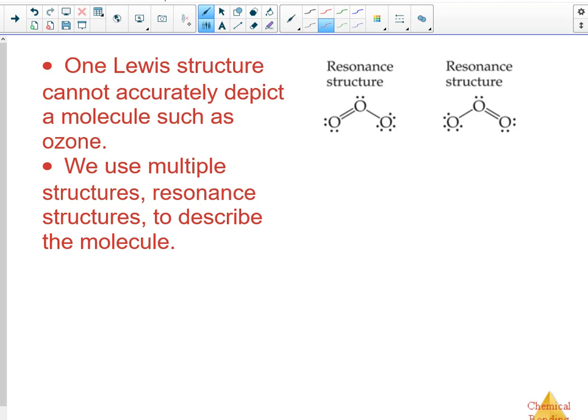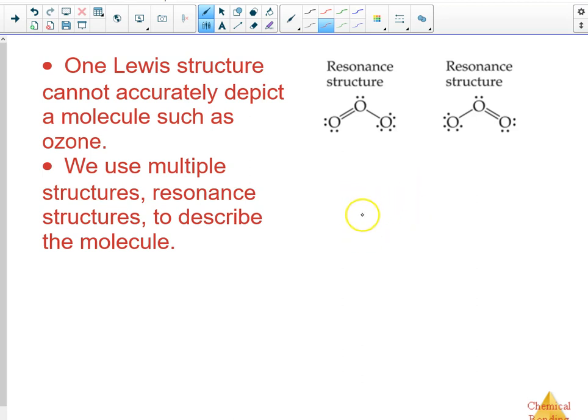Now, the only test question that I have ever given and ever seen in AP about a resonant structure is where it just gives you a couple of things and asks which one would have a resonant structure. To be able to do that, you just have to draw the structures of the things they gave you. And if one of them has a double bond that could have been somewhere else, that's your resonant structure.